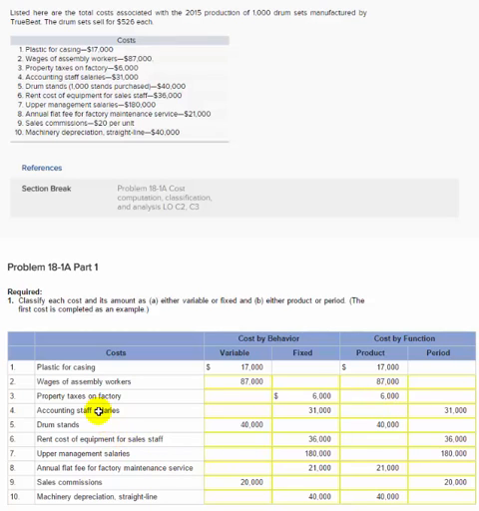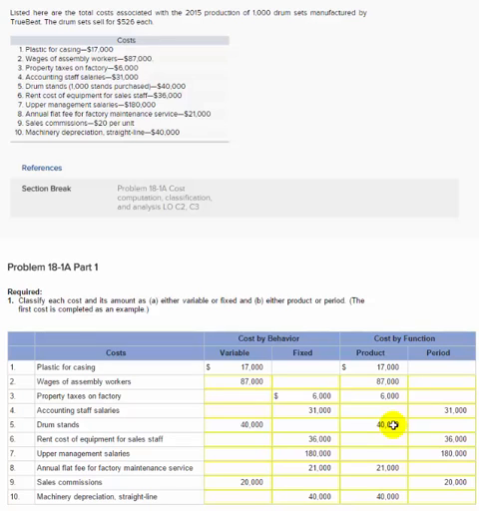Accounting staff salaries, that's the fourth item. It would be considered a fixed cost because they don't usually change. They don't change at all with volume, and it's a period cost because the accounting staff is not inside the factory, so therefore it's not material, labor, or overhead. Drum stands. Drum stands are definitely a direct material, so they're considered a variable cost because they go up and down with volume, and they are a product cost because the cost is being incurred inside the factory.